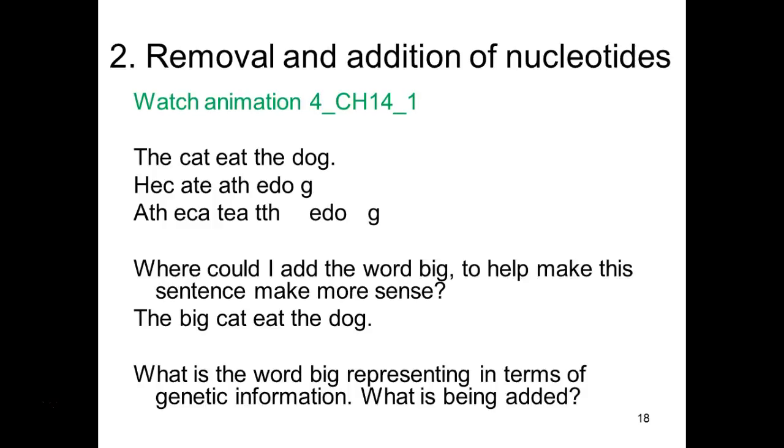And remember here, what are the words representing in terms of genetic information? What am I using this as an analogy for? What are these words representing as far as DNA and RNA goes? Codons, right? They're representing codons, because remember, codons are 3 nucleotides. Did I cause a frame shift by adding this codon, this word? No, right? Everything's still intact.